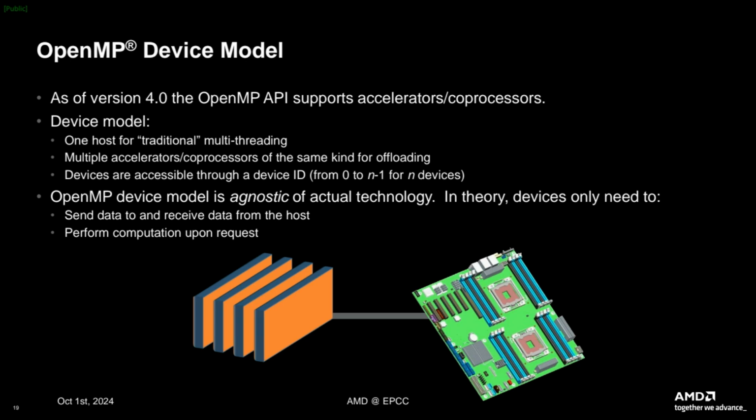The OpenMP device model doesn't say it has to be a CPU and a GPU. It only says there has to be some host. In our case, it will be a CPU that sends data to a device, and this device does some computation. In our case, it's the GPU. But in principle, this can be any host-device combination which is able to do what the OpenMP standard says.